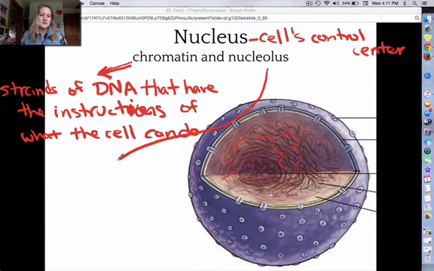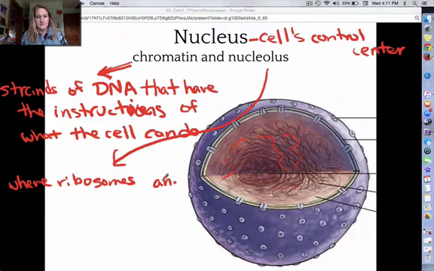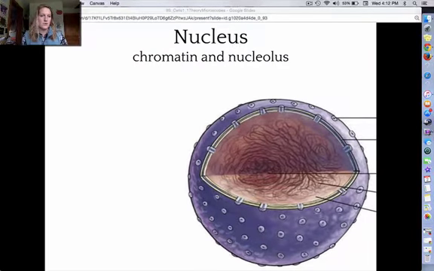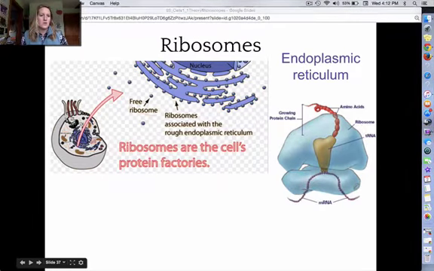And then the nucleolus is where ribosomes are made. And of course, ribosomes doesn't mean anything to you now, but we're going to cover them in just a second. So just have faith in this. So the nucleolus is where ribosomes are made. Okay, so nucleolus, chromatin, which is DNA strands, and then the overall, this whole thing is the nucleus. In other images, you would see that this is a nuclear envelope, but this is what you need to know, those three vocabulary words.